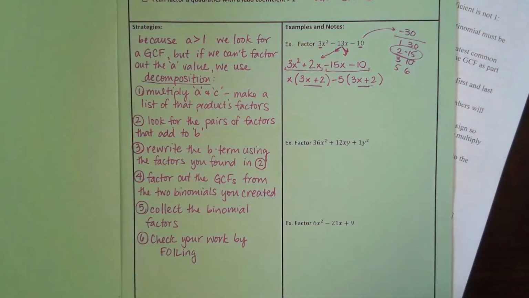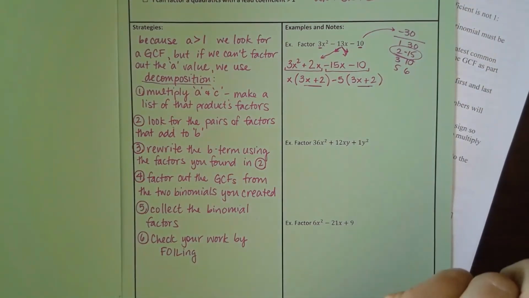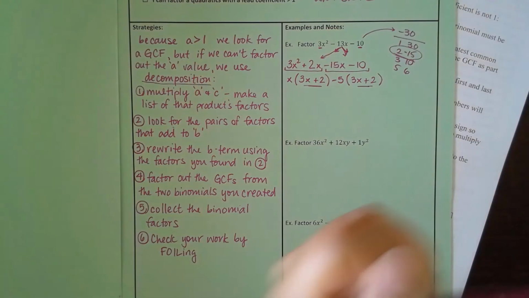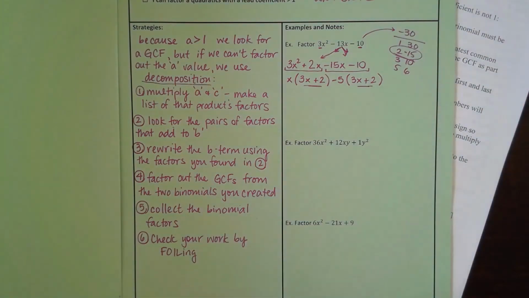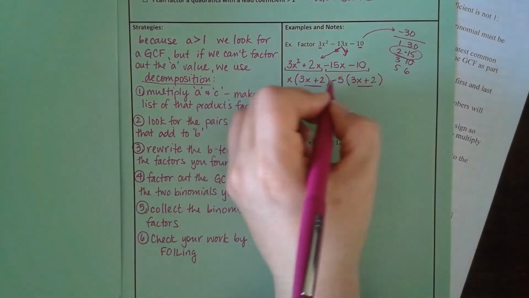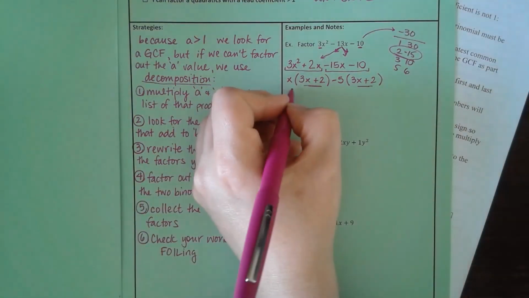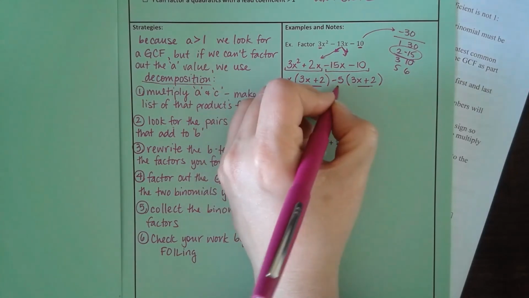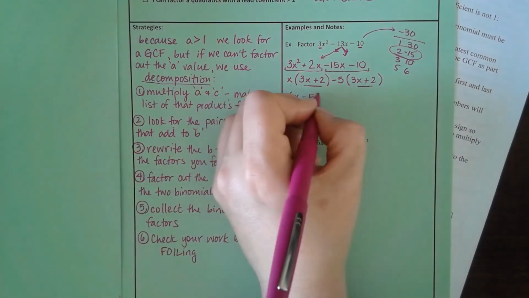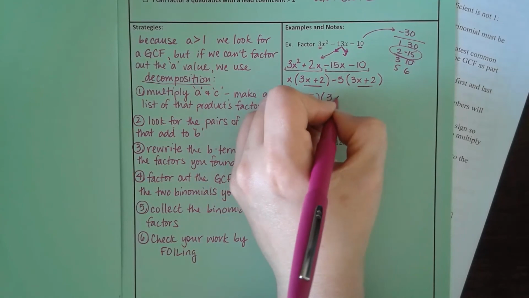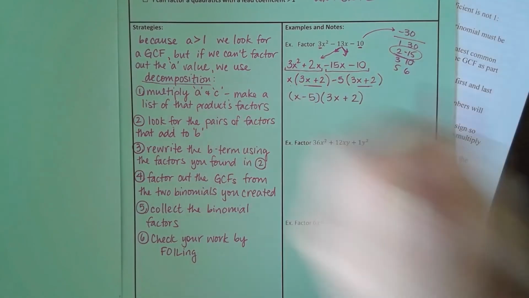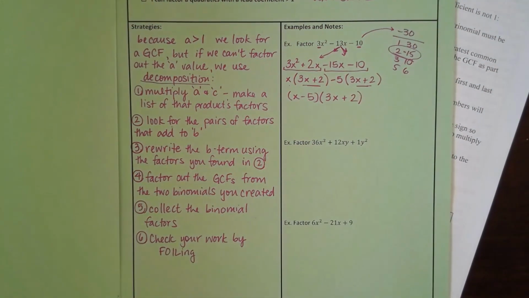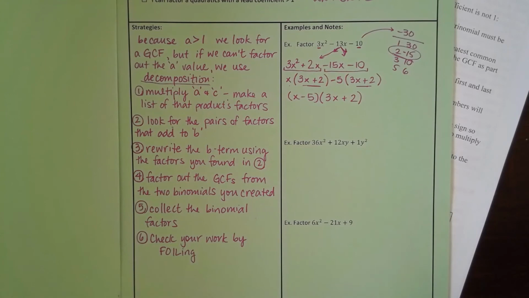That's a very good sign, okay? That means we did this step right anyway. We did the factoring step right, okay? So now what we do is we collect our binomial factors. So what's outside the brackets, x minus 5, becomes one binomial, and then what's inside the brackets is the other one. Okay, and now this is our factored form.